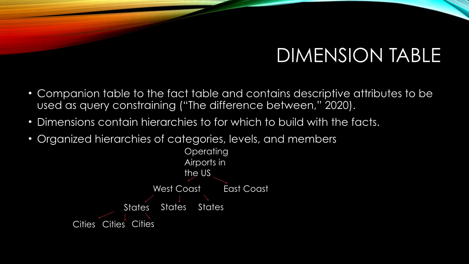You can see here pertaining to the flight information again. Well, now you can kind of organize it, say with the airports operating in the United States, and you can break it down, have the different hierarchies, West Coast, East Coast, and the states and cities, and so on. So you can organize the different facts in different ways to build them as the dimensions as needed.